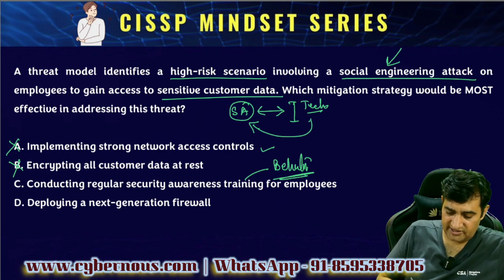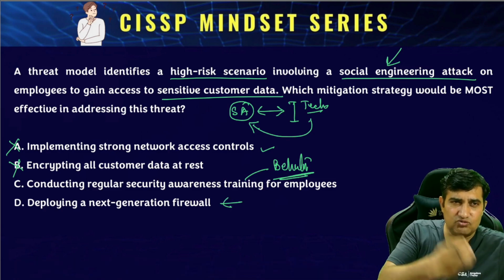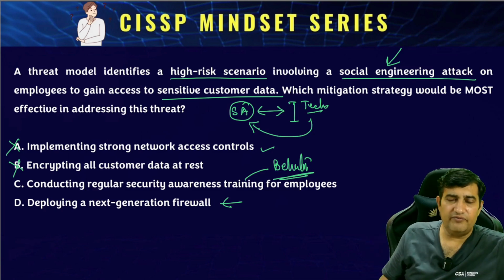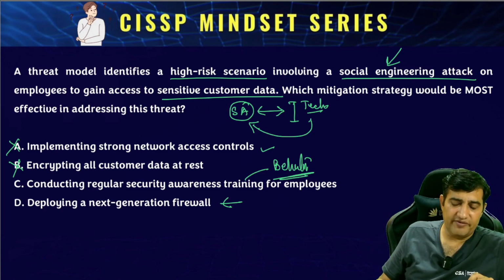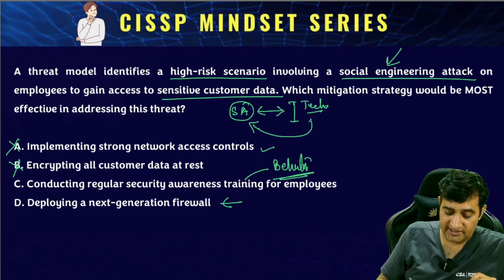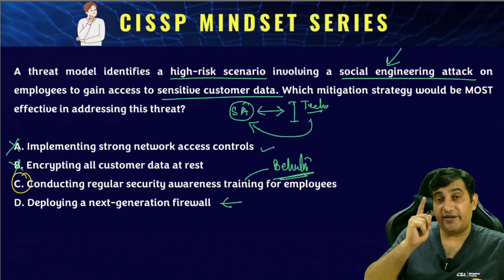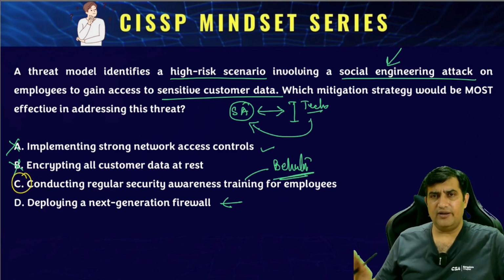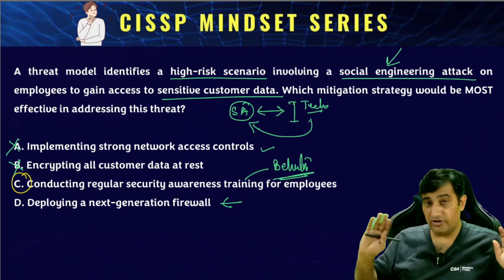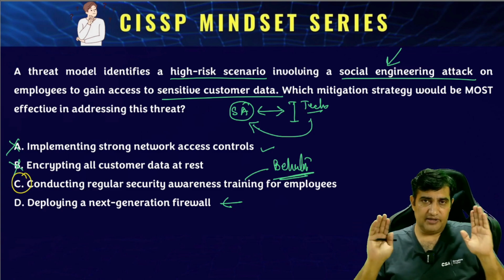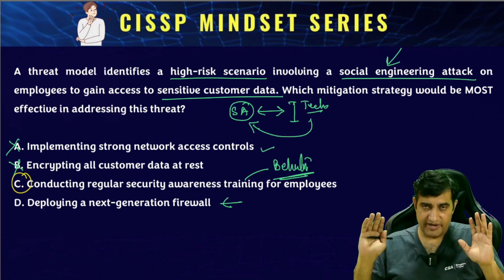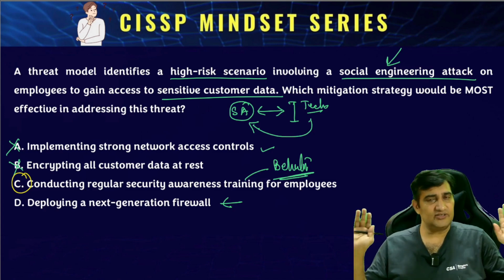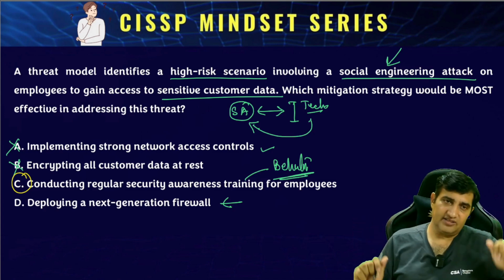The last one says deploying a next generation firewall. What will the firewall do if the employee himself is copying and giving somebody data? So it may not be effective. So for questions like this, you need to go with security awareness. A particular end user, as a layman, is not a security person, but a minimum level of expectation is there from an end customer. That is where security awareness is always the answer. Keep that as a thumb rule.